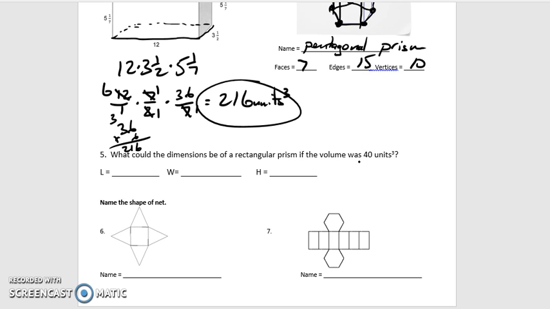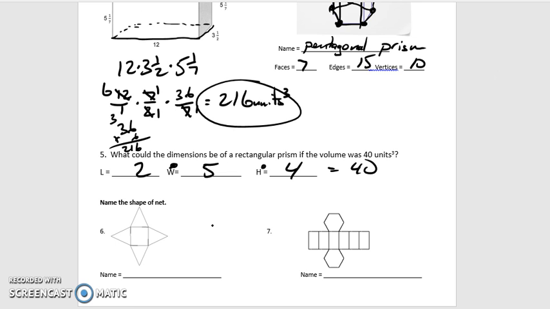All right, and let's see here. Dimensions, if the volume is 40. So if the volume is 40, that means when I multiply the area of the base times the height, I need to get 40. So a lot of options here. The main thing here is that when you multiply, you need to get an answer of 40. So 2 times 5 is 10. 10 times 4 is your 40. That works. Again, a lot of different possibilities that are here. The main thing is your 3 numbers need to multiply together to give you 40.